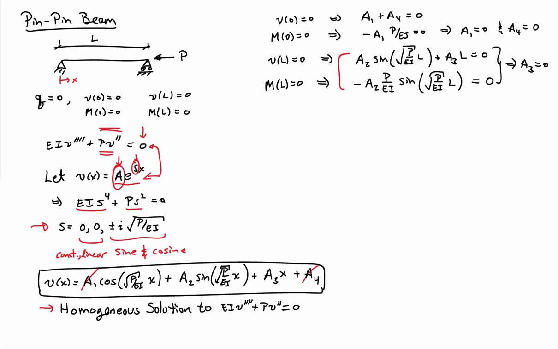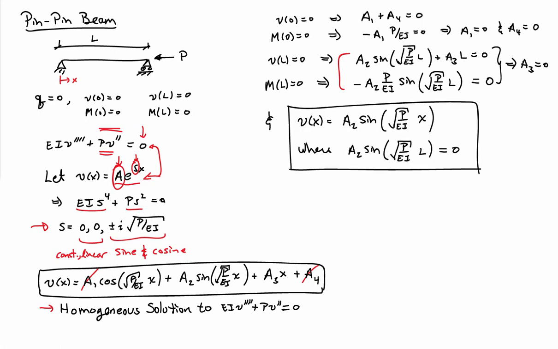Okay, so if a3 equals 0, then what I'm left with is a final solution of v of x equal to a2 sine of the square root of P over EI times x, where I'm still left with the second condition, which says that a2 times the sine of the square root of P over EI times L is equal to 0. So this is my equilibrium solution to my system, and it has this unknown parameter a2. Notice that if a2 equals 0, I'm going to have a trivial solution.